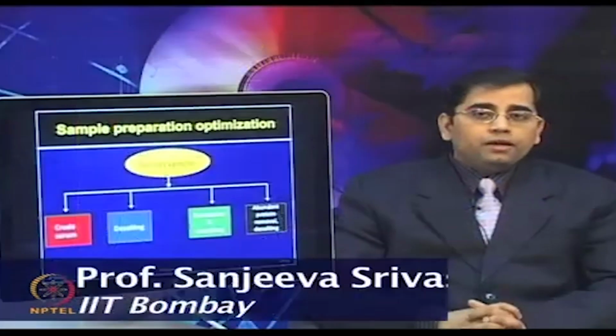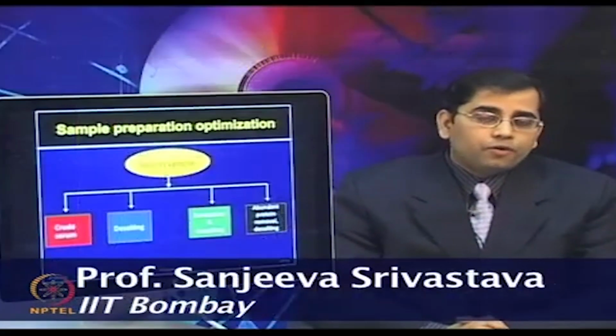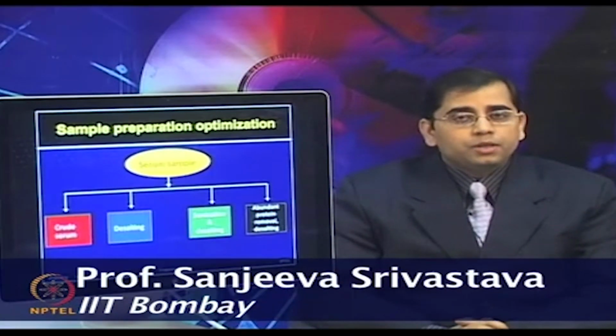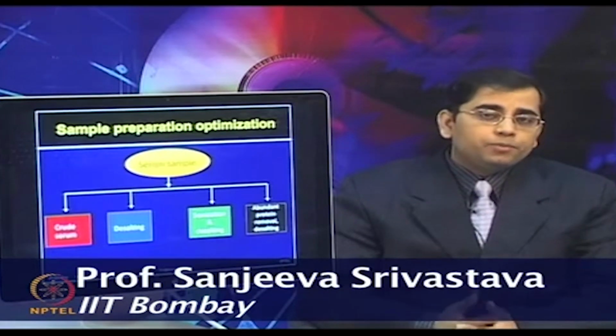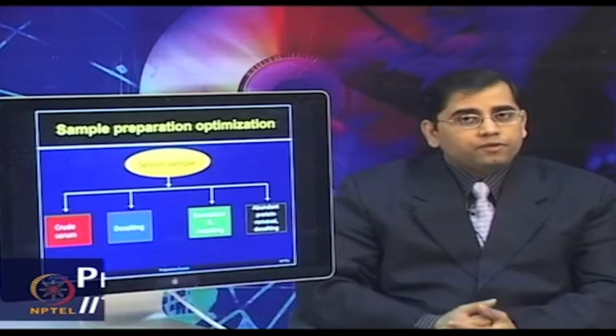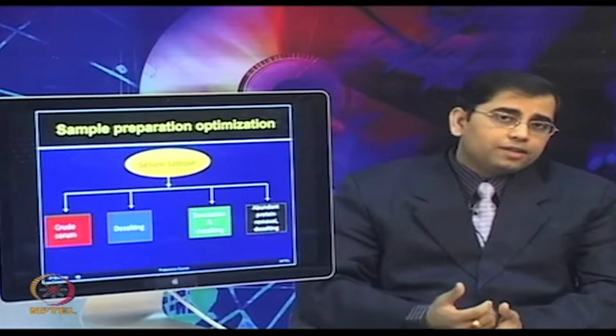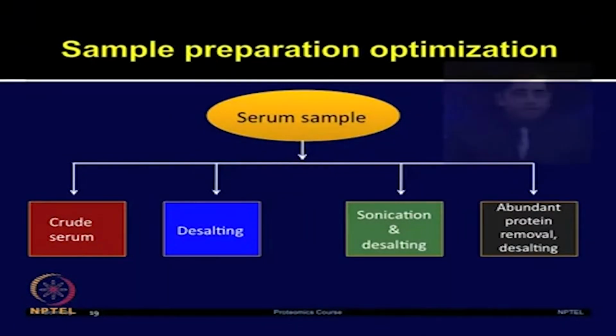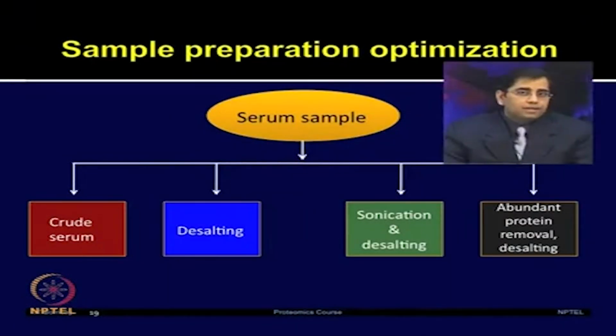Now, what should be the ideal sample which one can use for such a proteome experiment? First of all, to address this question, we tried separating the proteins from various types of samples. We took crude serum, because serum will have mostly the protein content. So, we thought, can we directly apply the serum on the IPG strip, the immobilized pH gradient strip, separate the proteins and see how many proteins we can separate on these 2D gels.